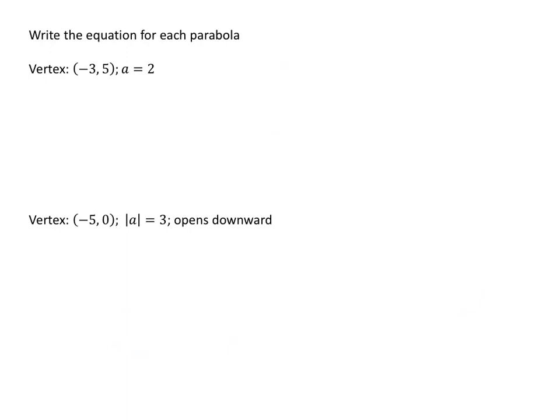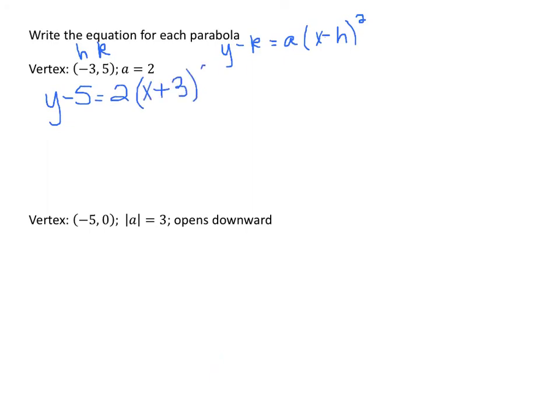We should be pretty good with these next two, writing the equation for the parabola. So remember that our vertex is hk, and that the equation is y minus k is equal to a times x minus h quantity squared. So we just kind of plug in numbers for this one. Y minus 5 is equal to 2 times x minus -3 squared.